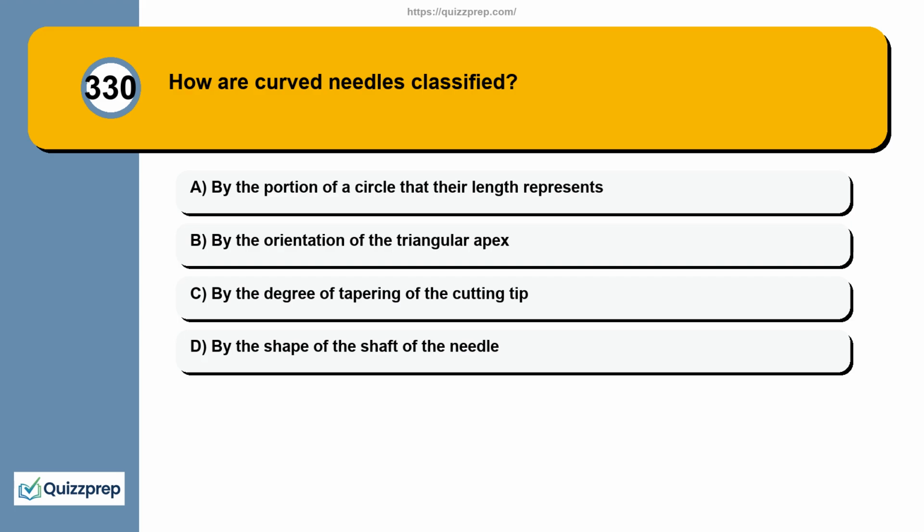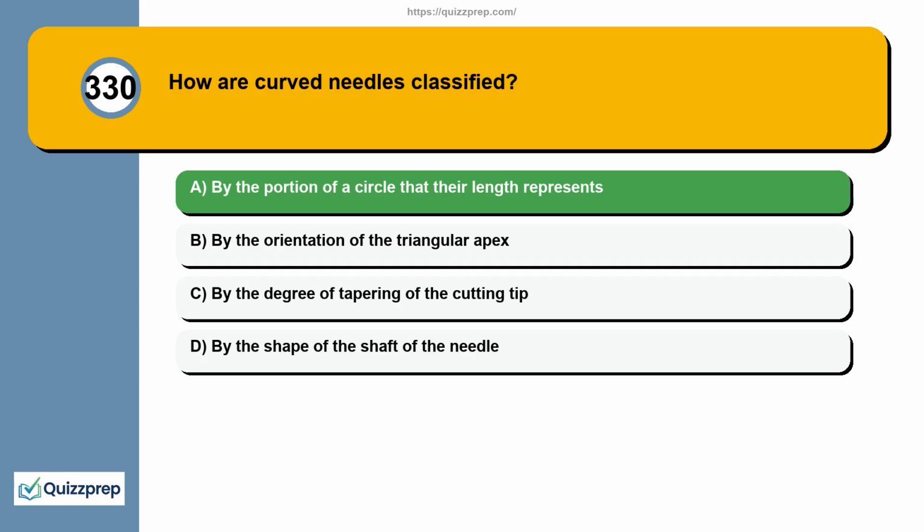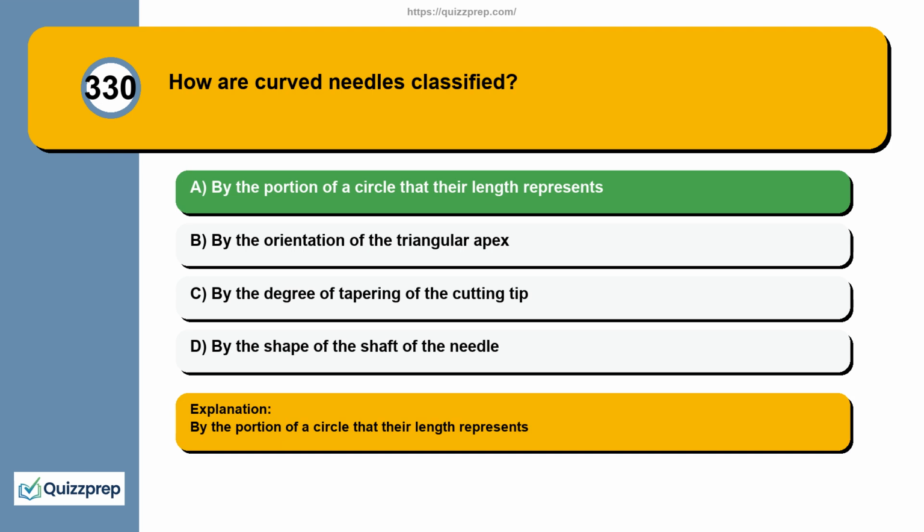Question 330. How are curved needles classified? Option A. By the portion of a circle that their length represents. Option B. By the orientation of the triangular apex. Option C. By the degree of tapering of the cutting tip. Option D. By the shape of the shaft of the needle. The correct answer is option A. By the portion of a circle that their length represents.